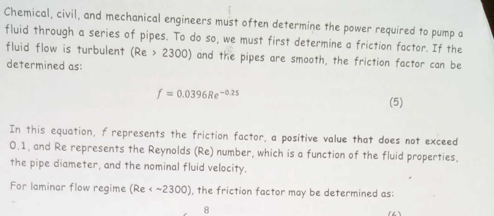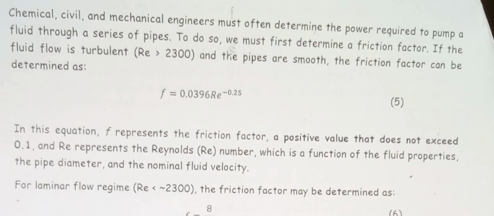If the fluid flow is turbulent, that is, the Reynolds number is greater than 2300 and the pipes are smooth, the friction factor can be determined as F equal to 0.0396 Reynolds number raised to the power of minus 0.25. In this equation, F represents the friction factor, a positive value that does not exceed 0.1, and RE represents the Reynolds number, which is a function of the fluid properties, the pipe diameter, and the nominal fluid velocity.